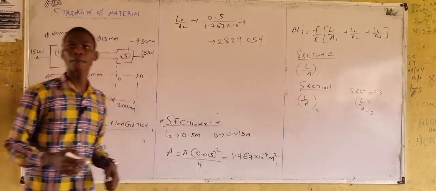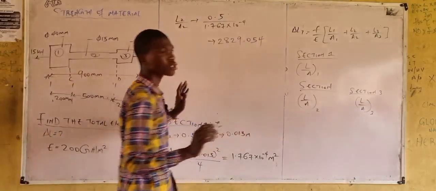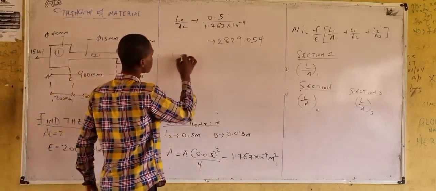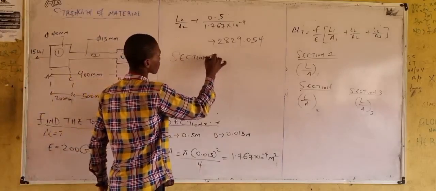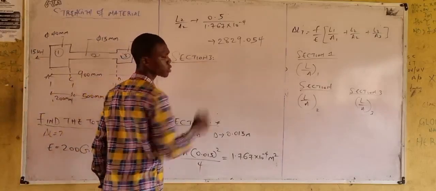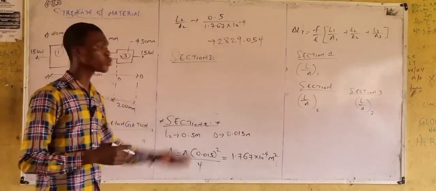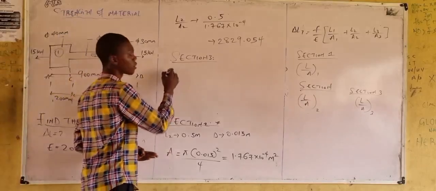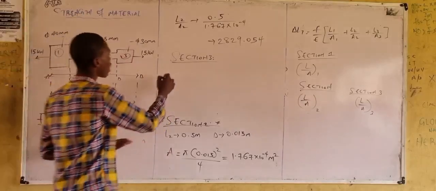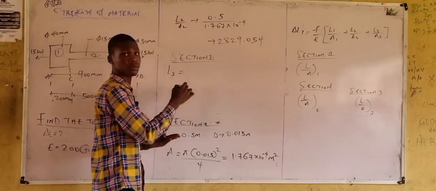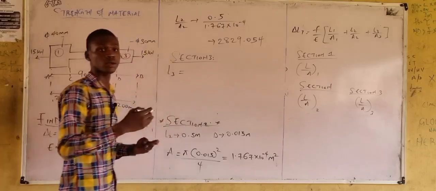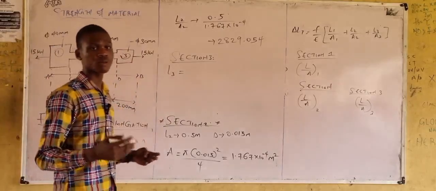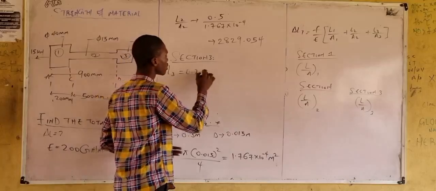2829.054. Is that all? There is no specific unit as well. Moving to the next section, section 3. Alright, let's do this together. Section 3 will be what? The length is 0.2 meter. Let's work in meter.